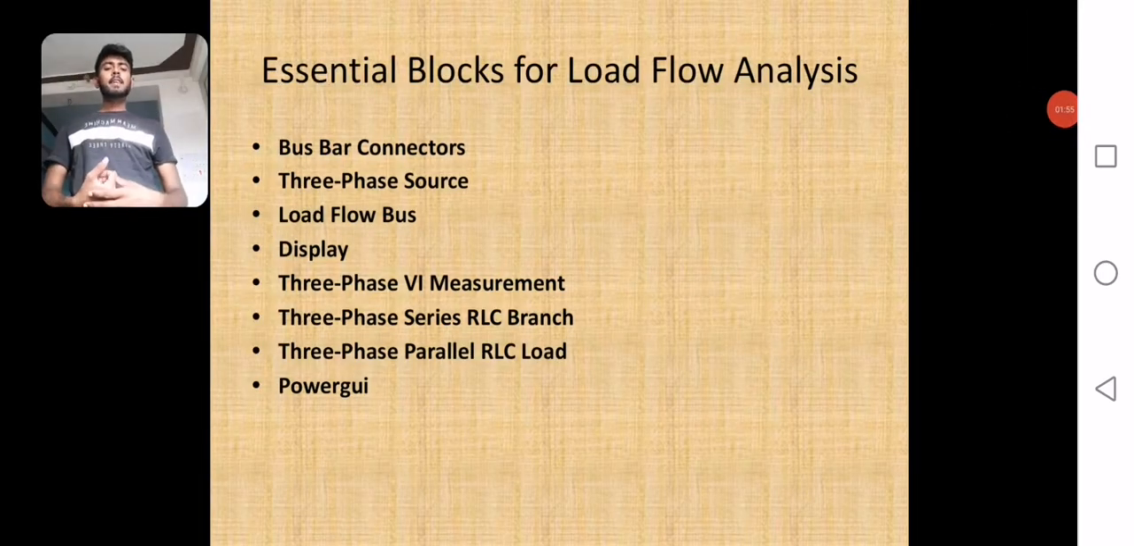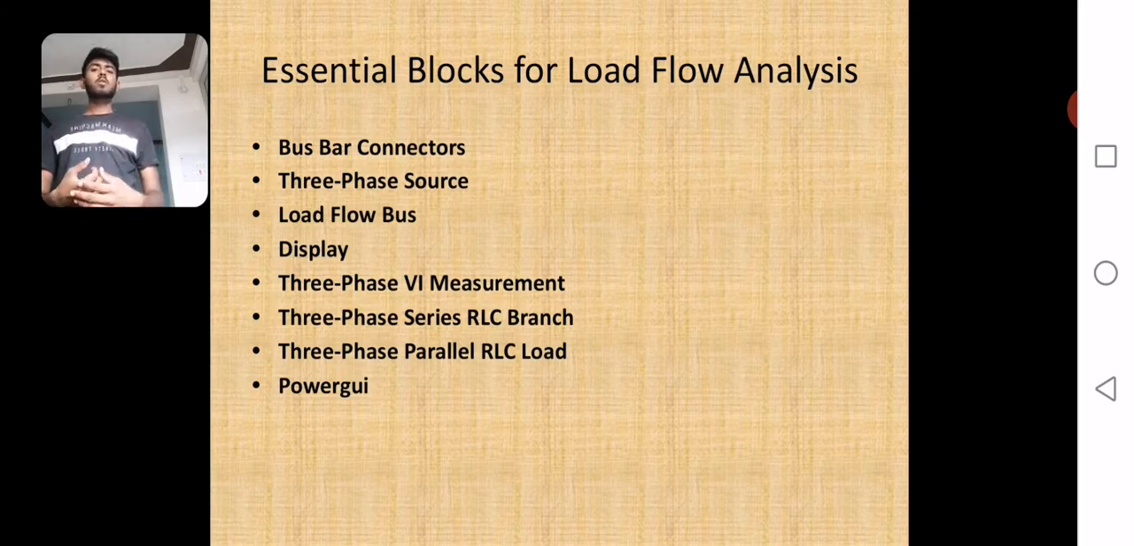Next we require the three-phase VI measurement. The three-phase VI measurement is used to measure instantaneous three-phase voltages and currents in a circuit. And when connected with three-phase elements, it returns the three-phase-to-ground or phase-to-phase voltages and currents. Now the next is the three-phase RLC series block.